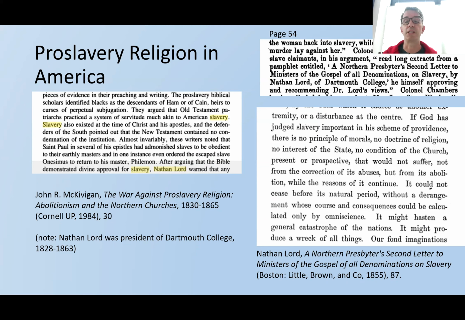If God has judged slavery important in his scheme of providence, then there is no principle of morals, no doctrine of religion, no interest of the state, no condition of the church, present or prospective, that would not suffer, not from the correction of its abuses, but from its abolition, while the reasons of it continue. It could not cease before its natural period, without a derangement whose course and consequences could be calculated only by omniscience. It might hasten the general catastrophe of the nations. It might produce a wreck of all things.